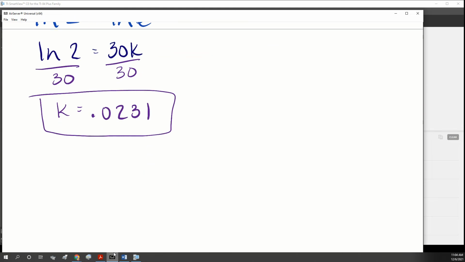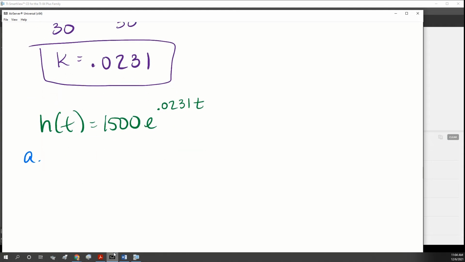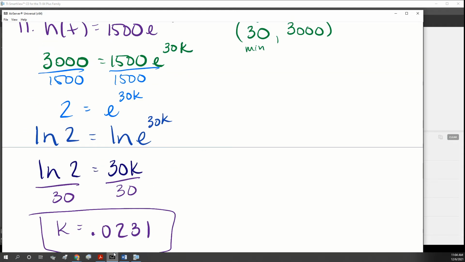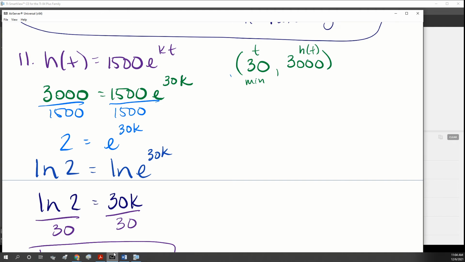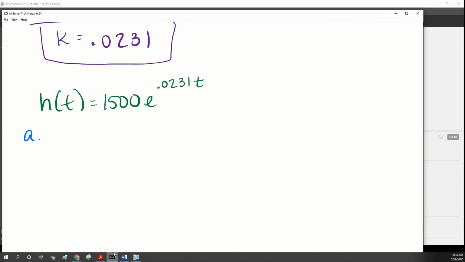Okay, so now I have all the things I need for my formula. Once I get my formula all set up, then I can plug in values for t and figure out how much bacteria there is. Right, so the A part of this problem asks us for 2 hours. So do I put 2 in for t? No. 120. So I used 30 minutes, so everything has to be in minutes. So we'll do 120.